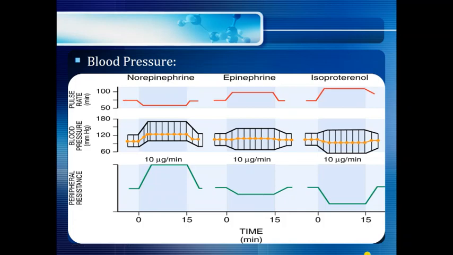While with isoprenaline, there will be little rise in the blood pressure. There will be fall in the diastolic blood pressure, peripheral vascular resistance will fall drastically, and pulse rate will be increased drastically. So this is the comparison of epinephrine, norepinephrine and isoprenaline regarding their action on blood pressure.